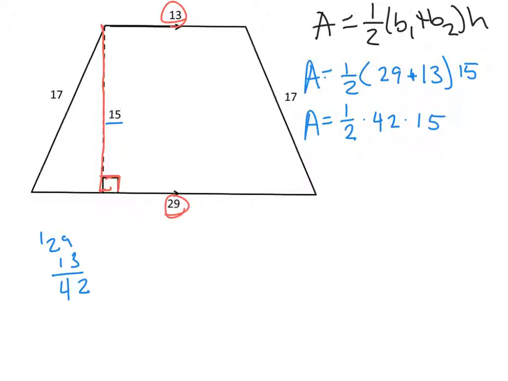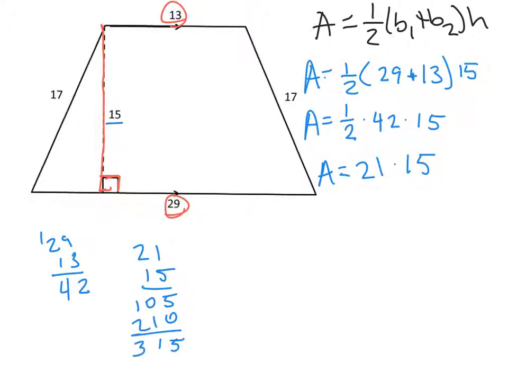Now to make my numbers a little bit smaller, I'm going to go ahead and take care of this 1/2 right away. Half of 42 is going to give me 21. So area is equal to 21 times 15. And then I can go ahead and work that out down here. 1 times 5 is 5. 2 times 5 is 10. Put my 0 in as a placeholder. It's a 1, and then there's going to be a 2. And so my answer, the area of this trapezoid, is 315 square units.